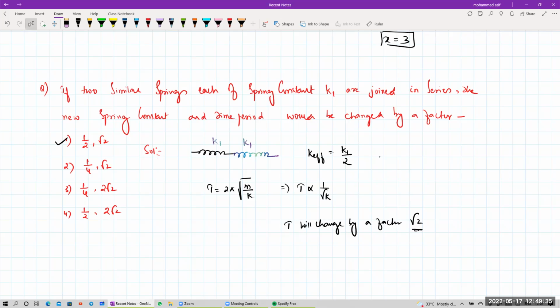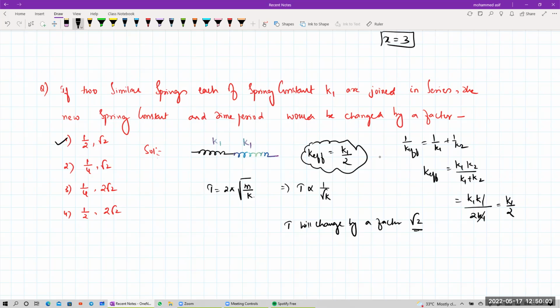Yes sir. We have written the series combination: 1 by k effective is equal to 1 by k1 plus 1 by k2. So k effective is k1 into k2 divided by k1 plus k2. Here k1 and k2 are both the same, so k1 into k1 divided by 2 times k1, which is k1 by 2. That's the reason k effective is k1 by 2. Clear? Yes sir.